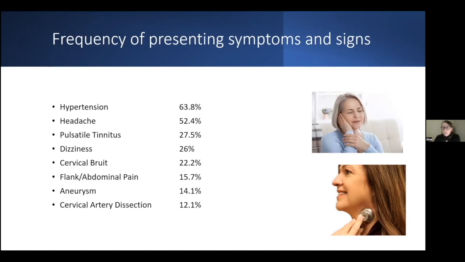So hypertension, particularly if you have a narrowing of a renal artery; headache if you have one of the manifestations of your cerebral vessels; pulsatile tinnitus and dizziness, which again are associated with cervical manifestations of FMD, or the vessels going to your brain. Cervical bruit is a sign that we find on clinical examination when we put a stethoscope to the patient's neck and we hear the turbulent flow that's caused by a narrowing in one of the blood vessels. Patients can also manifest with flank or abdominal pain, aneurysms, or cervical artery dissections.